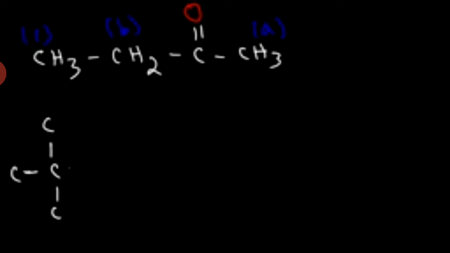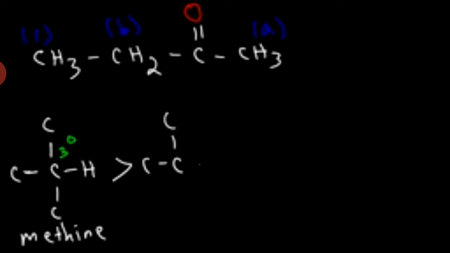Before we understand between these two protons, let us understand the difference between tertiary, secondary and primary carbon. So let us consider the example of methane. This is the tertiary carbon, because it is attached to 3 different carbons. This is the secondary carbon, which is attached to 2 different carbons, that is methyl.